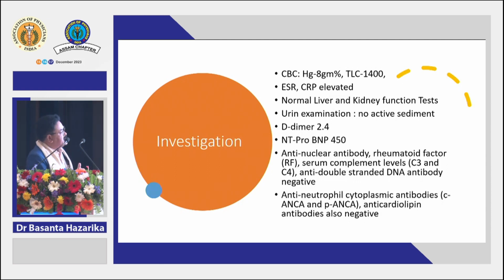So on investigations, he is anemic. Total count is also increased. ESR and CRP are elevated. D-dimer is 2.4, which is elevated. Antinuclear antibody, rheumatoid factor, and other rheumatoid profile are negative. And the vasculitis profile, like C-ANCA, P-ANCA, and anti-cardiolipin antibody, is also negative.